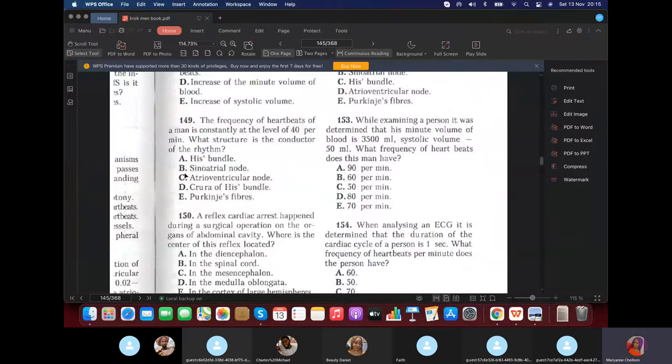Okay, let me explain further. Normally, your SA node is the normal pacemaker. It's supposed to be firing, but in case of some disease where there's SA node block, your AV node can start firing on its own. Okay, because your heart is very important. If one part is damaged, does that mean your heart should just give up? Your heart is very smart, though. So that's why the AV node will take the place.